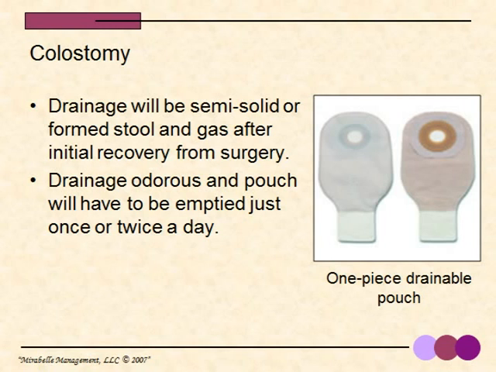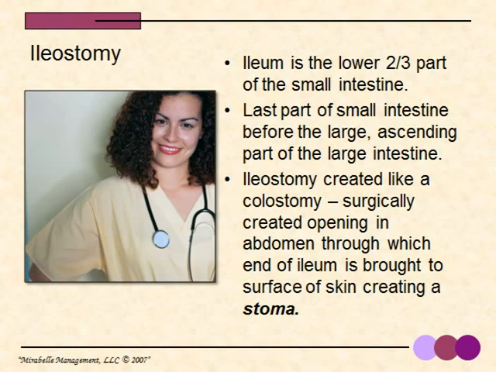Another surgically created opening into the body to eliminate waste is an ileostomy. The ileum is the lower 2/3 part of the small intestine. It is the last part of the small intestine before the ascending part of the large intestine. An ileostomy, like a colostomy, is a surgically created opening in the abdomen through which the end of the ileum is brought up to the surface of the skin, creating a stoma.